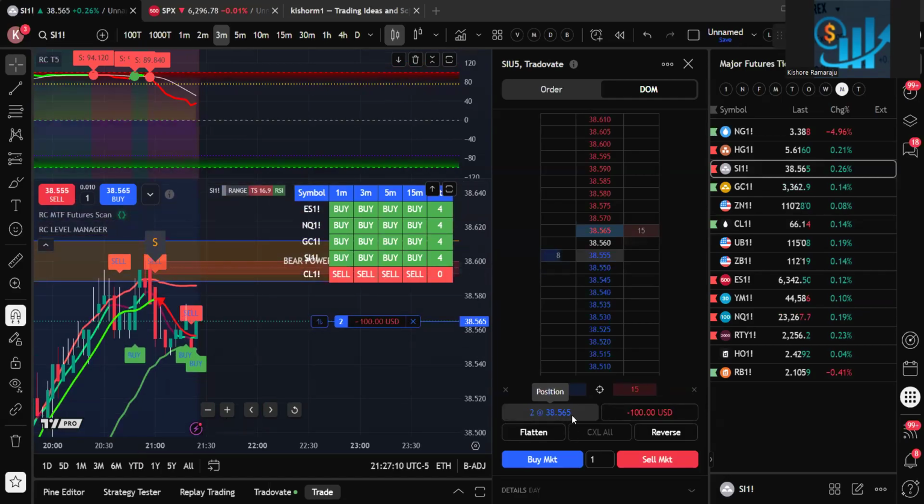I got two silver long at 565. Now also it is around 565. Again, it should come all the way to the top.